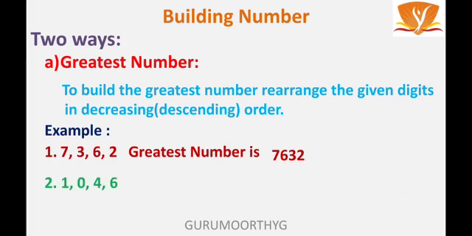Next example, 1046. These are the digits given. To arrange in descending order, that means 6410.